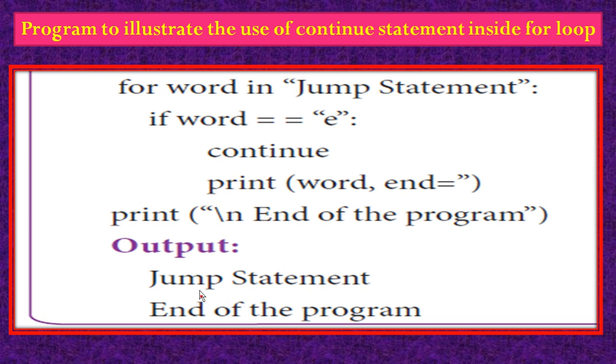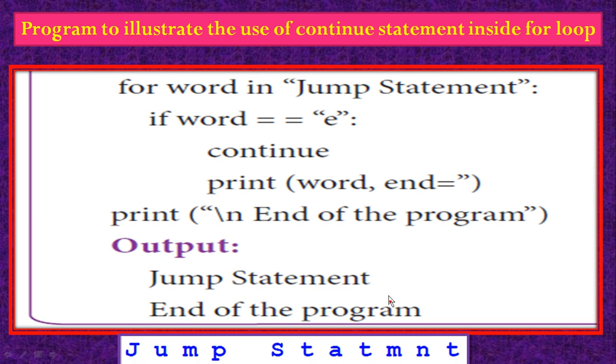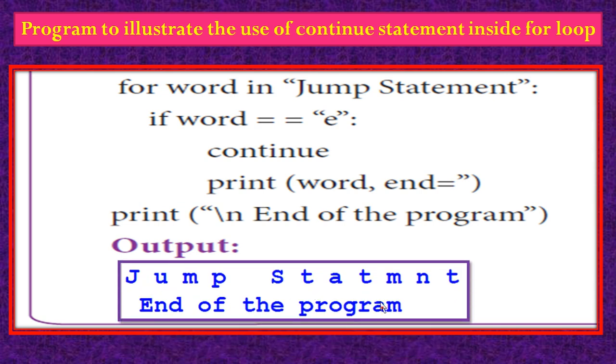The output is also wrongly printed in your book. Here you can see the 'e' in "jump statement" is also printed. This is wrong, but you correct it like this. Don't write the 'e' here in your book. Correct it: "jump stat mnt".